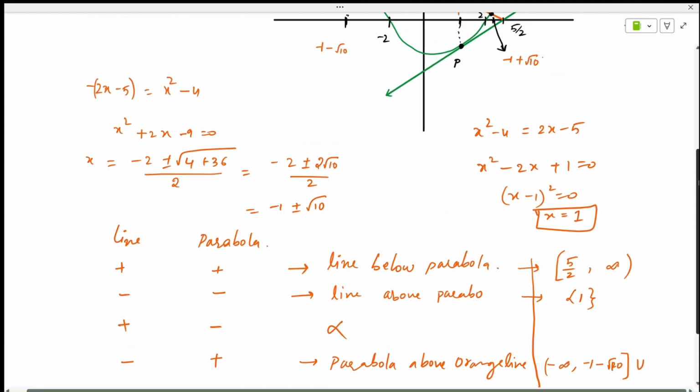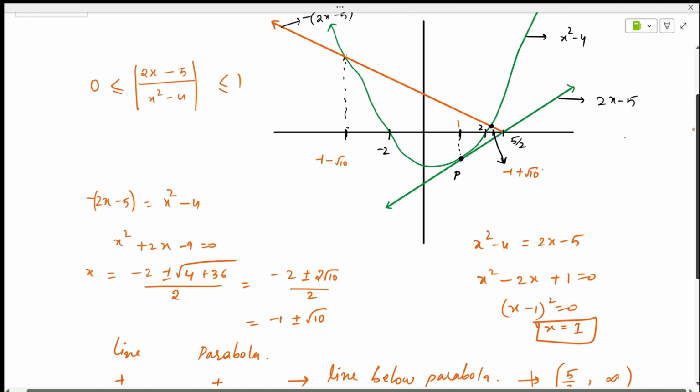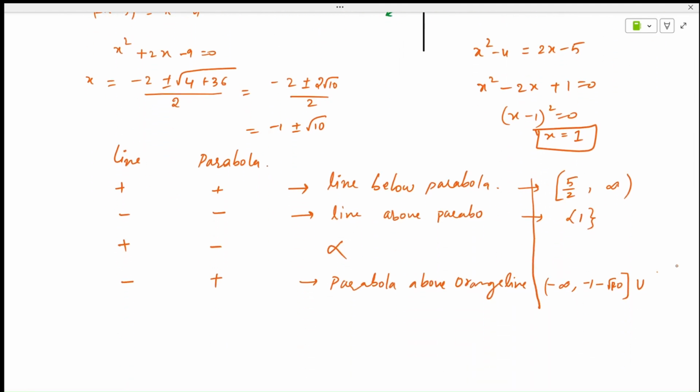And there is one more region where parabola is positive and line is negative: 2 to 5 by 2. Look closely. The parabola is positive, but the line is negative. So we flipped it. In this region, parabola should be above the line. So that is possible from minus 1 plus root 10 to 5 by 2. So we'll write it here. Union, minus 1 plus root 10 to 5 by 2.